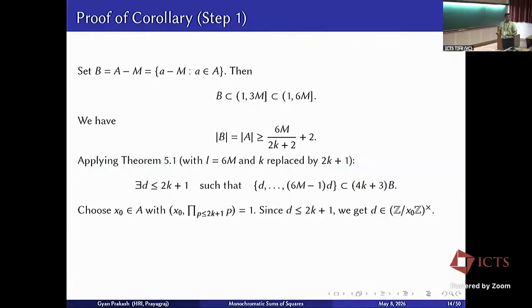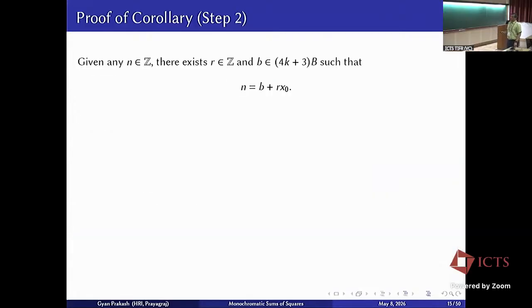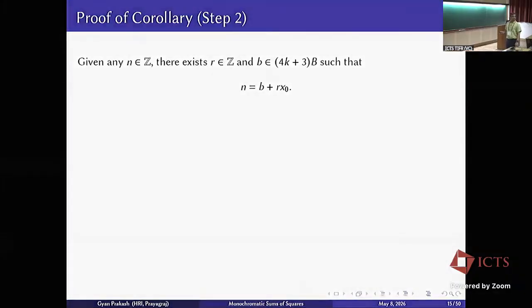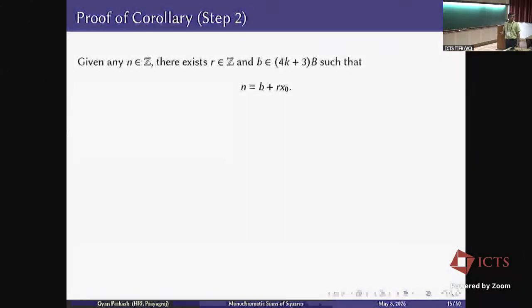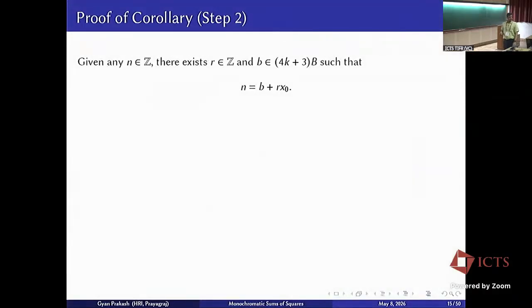Because you are taking all the multiples of D, which is coprime, and you are taking the consecutive multiples. So therefore, hence this thing will run over all the residue classes modulo x naught. So given any n belongs to Z, that means that there exists R belongs to Z and B belongs to 4k plus 3b, such that n is equal to B plus R x naught. That is the meaning. I am just rewriting that this covers all the residue classes modulo x naught.